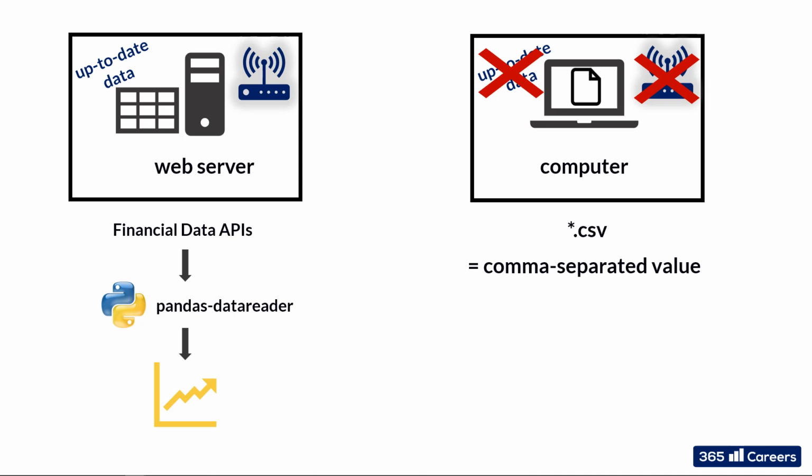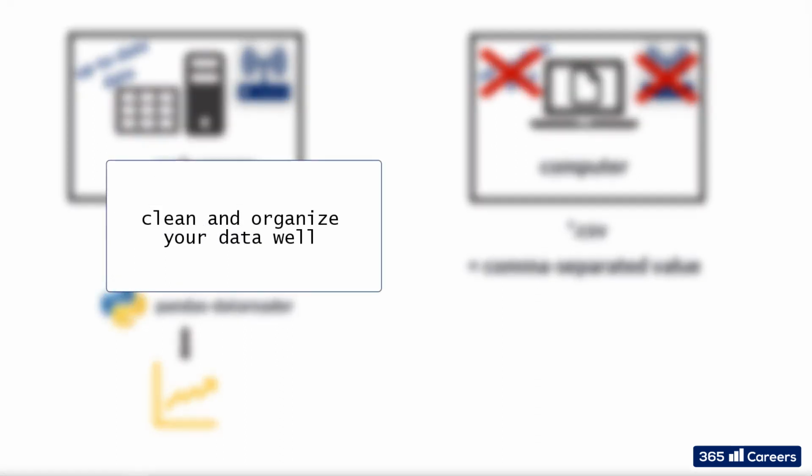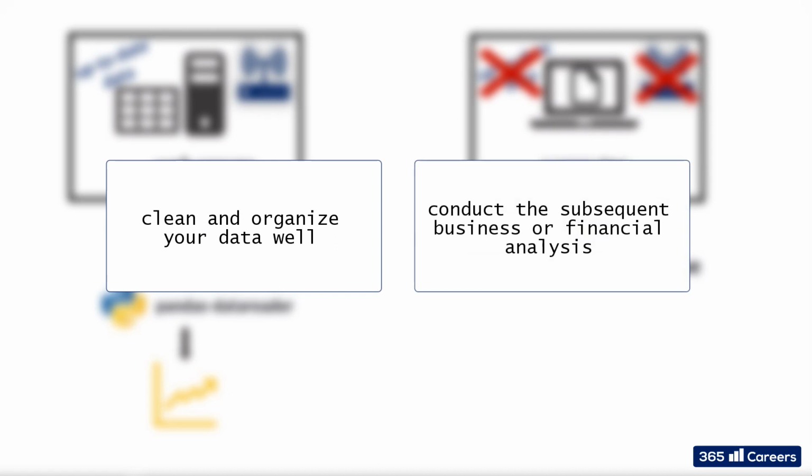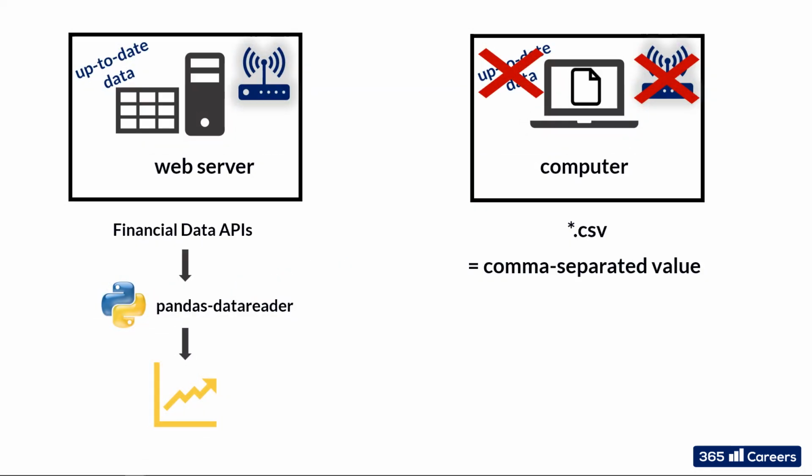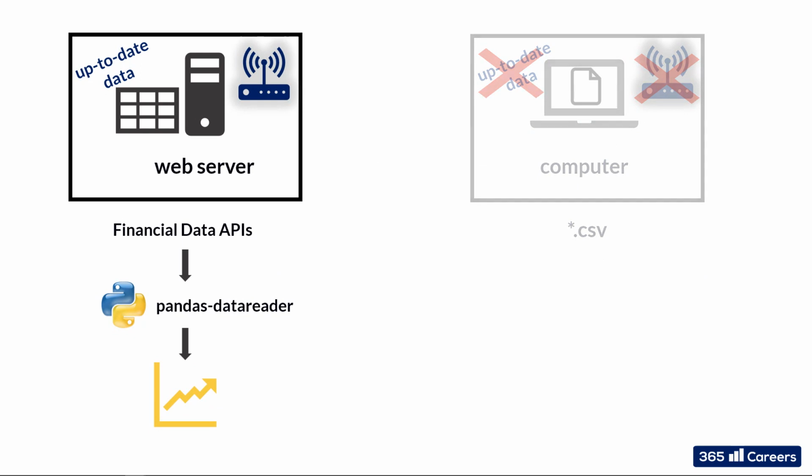As experts often say, it is usually much harder to clean and organize your data well than to conduct the subsequent business or financial analysis. At first glance, it seems from this lecture that you should lean toward APIs, doesn't it? They provide the newest data, and all you need is an internet connection. So, why bother using CSV files at all?